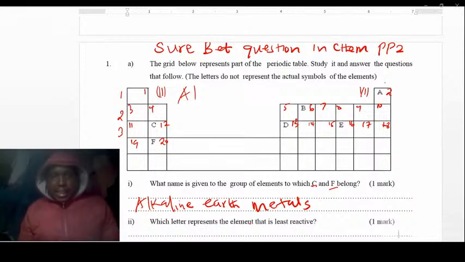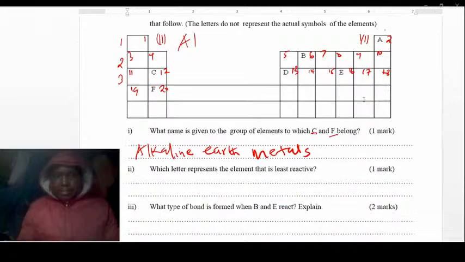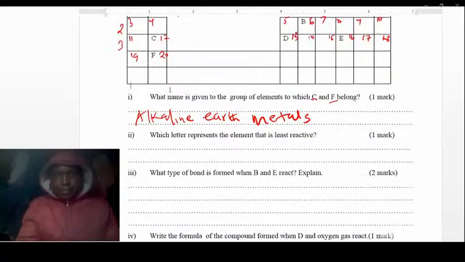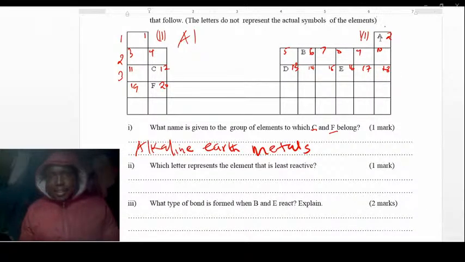Which letter represents the element that is least reactive? The element which is least reactive is A. Why? Because A is in group 8, and we know that the elements in group 8 don't react because they are stable. They have an electron configuration of 2, or 2,8, or 2,8,8. So they are stable, they don't react. So the answer here is A.